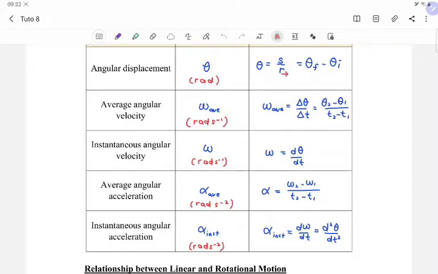And then let's look at the formula. Okay, so we know that s equals r theta. Therefore, you can find theta equals s over r. Or you can just take the final theta minus the initial theta.